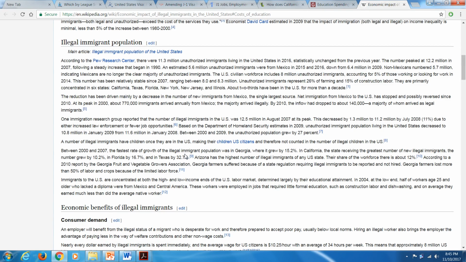And then the percentage growth in California was 10% from 2000 to 2007, 32% in Texas, 15% in Georgia, and 16% in Florida. Arizona has the highest number of illegal immigrants of any US state. Again, this is an older stat. Their share of the workforce there is around 12%. That's just shocking because according to a 2010 report by Georgia Fruit and Vegetable Growers, Georgia farmers suffered because of a state regulation requiring illegal immigrants to be reported and not hired.